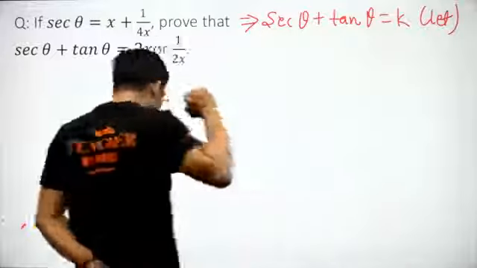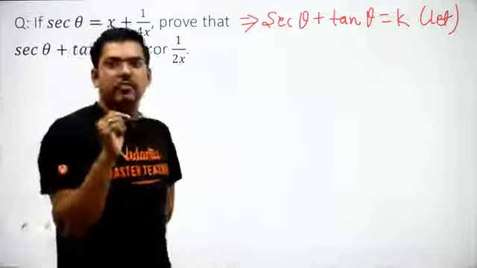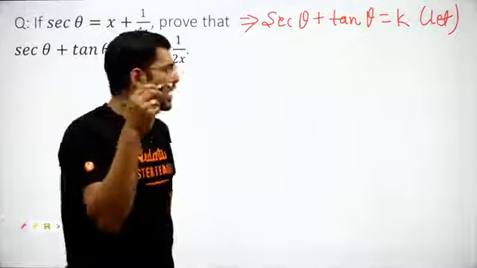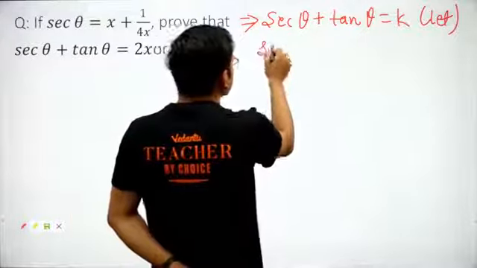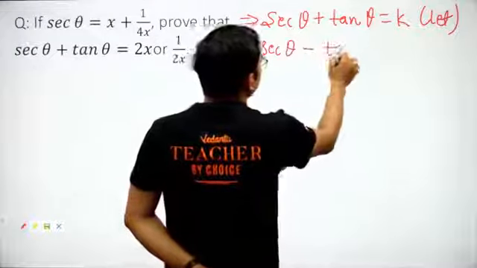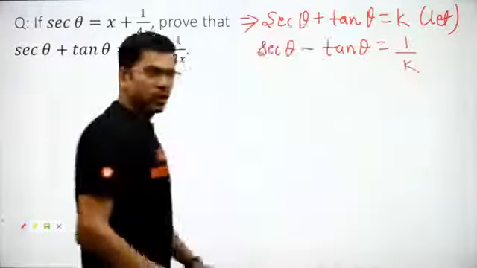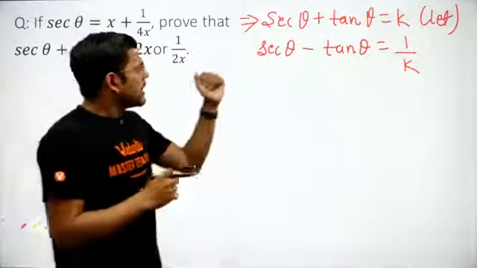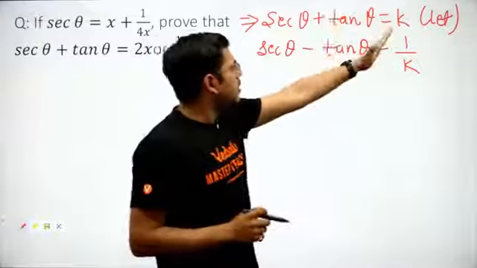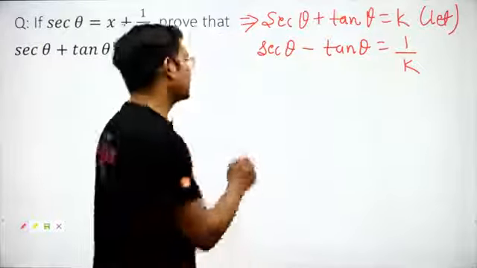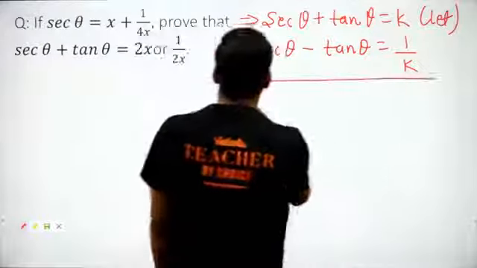So you all must be knowing that there is one formula, that if we assume sec theta plus tan theta as any value, then sec theta minus tan theta is the reciprocal of that. Do you all know this guys? So if sec theta plus tan theta is equal to k, then sec theta minus tan theta will be equal to 1 by k. Now we can simply add this.